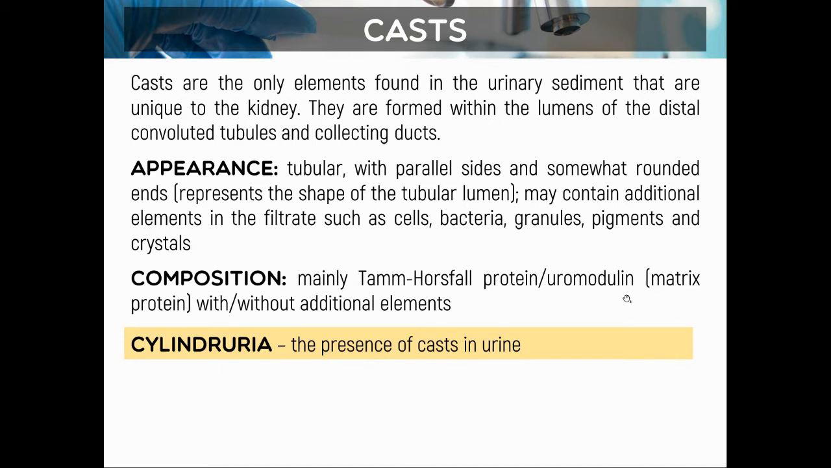So uromodulin is a normal type of protein produced in the tubules by the RTE cells, or tubular epithelial cells. And the presence of casts in the urine is called cylindruria. Again, the presence of casts in the urine is called cylindruria. Responsible for cast is the Tamm-Horsfall protein, usually known as uromodulin.